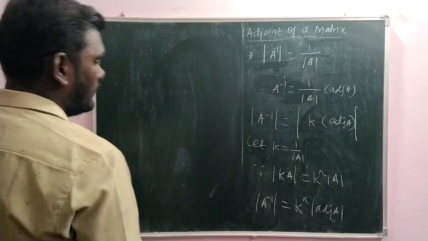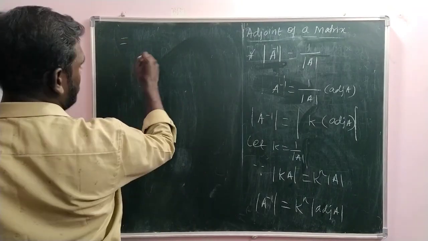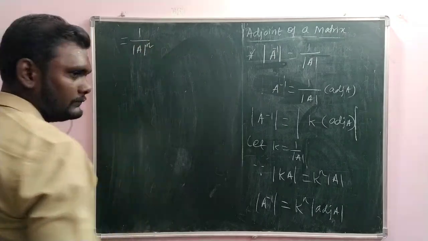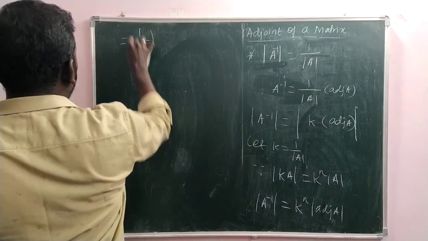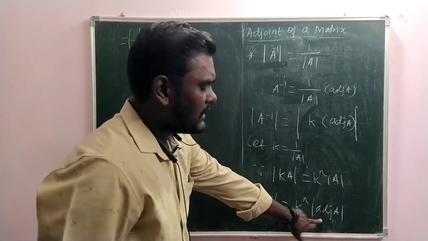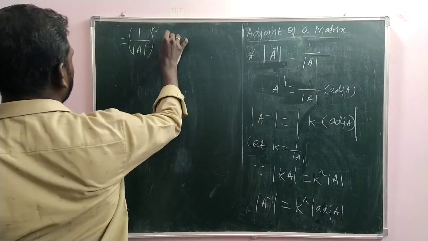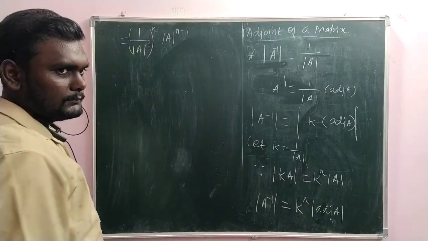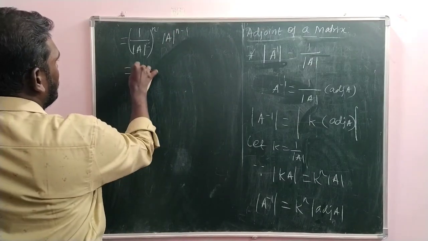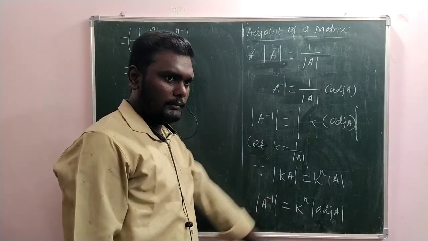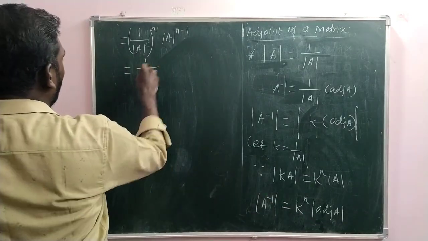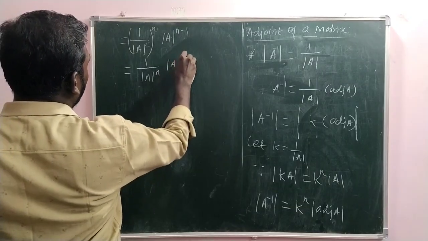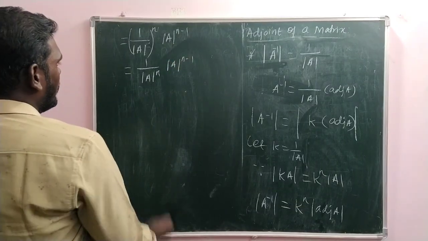Now K power n is what? That is 1 by determinant of A whole power n. And determinant of adjoint of A, what is the formula? Now only we saw: determinant of A power n minus 1. Now only we saw one property, right? So this is 1 by determinant of A whole power n, and this is determinant of A power n minus 1.